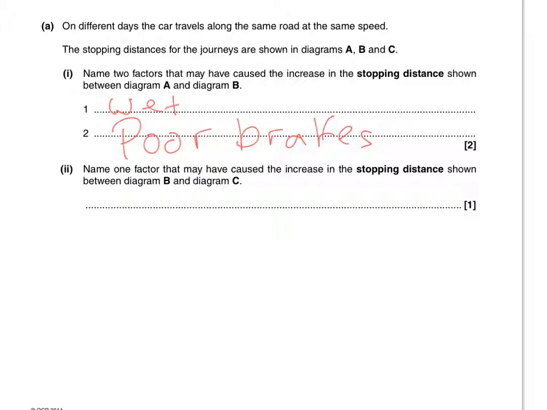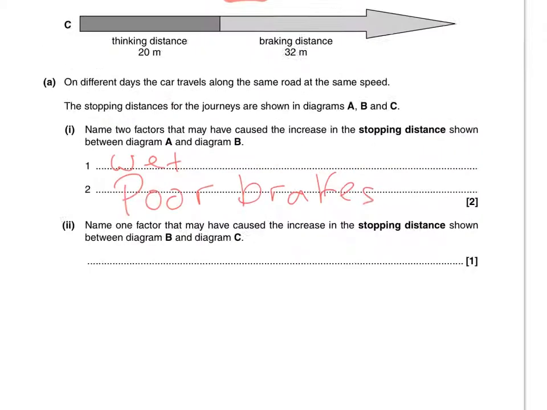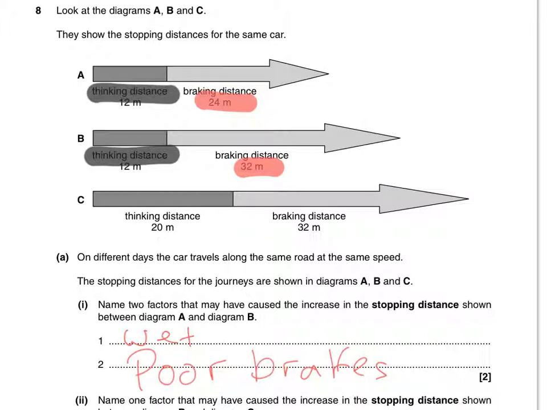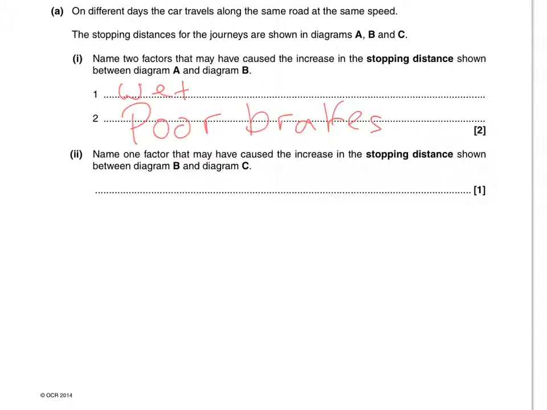Third mark, name one factor that may have caused the increase in the stopping distance shown between diagrams B and C. So what you can see on diagrams B and C, look, braking distance is the same this time. The difference is the thinking distance. So just like I said at the start, we can start thinking about what's going to cause an increase in thinking distance. The most obvious one is alcohol, yeah? But you can also have drugs, tiredness, illness, lack of concentration, distractions, your age, your reaction time, all those different things would also get you a mark. So there's loads of options here. If you just put something down, you're probably going to get something.